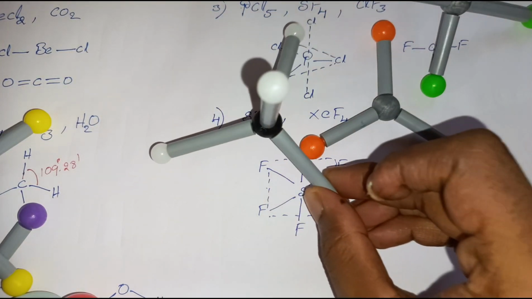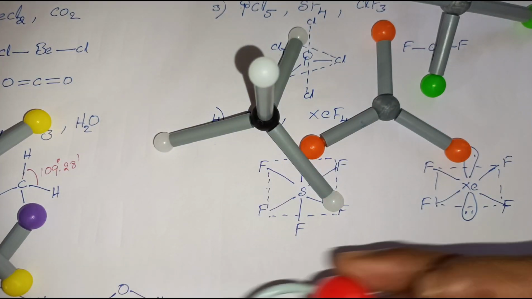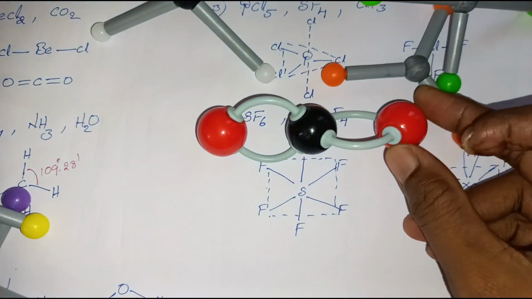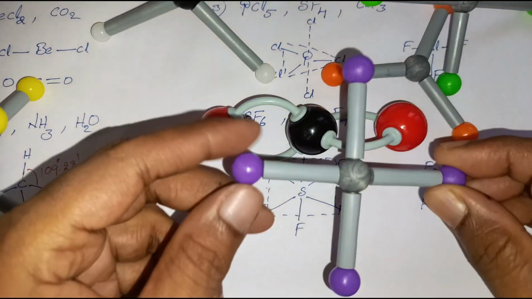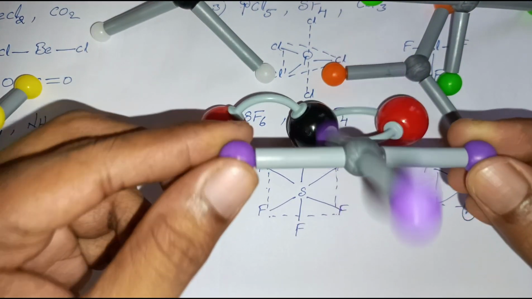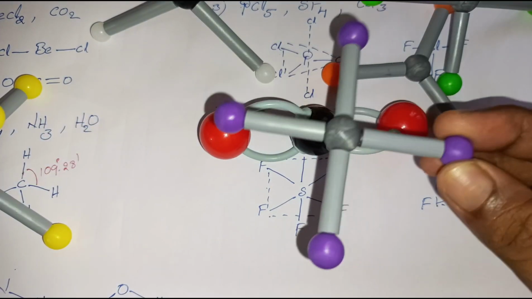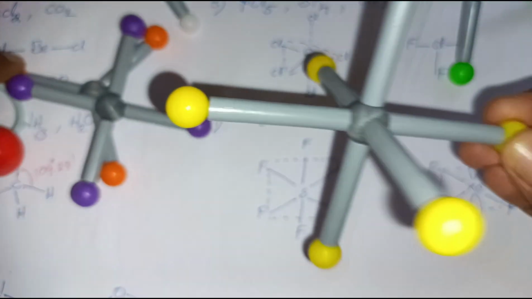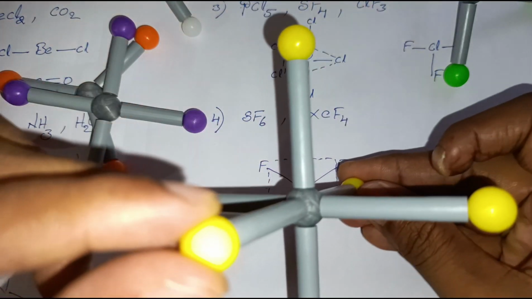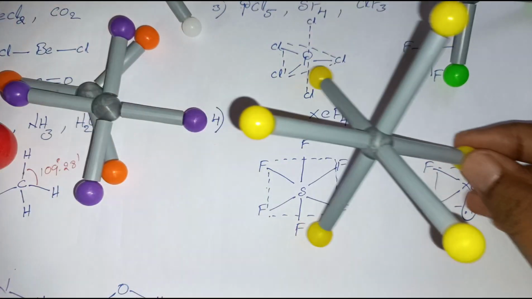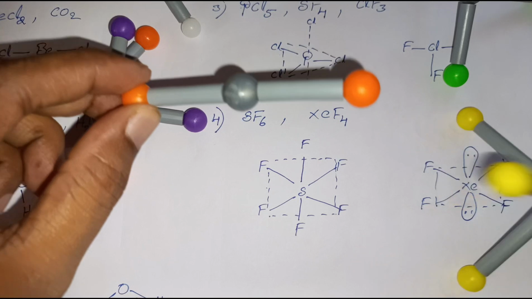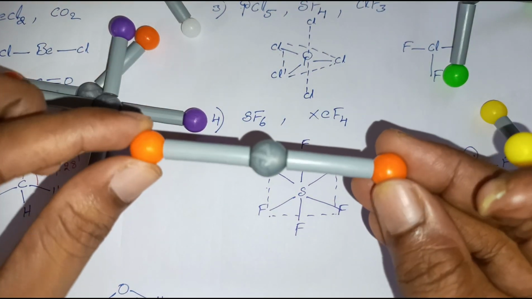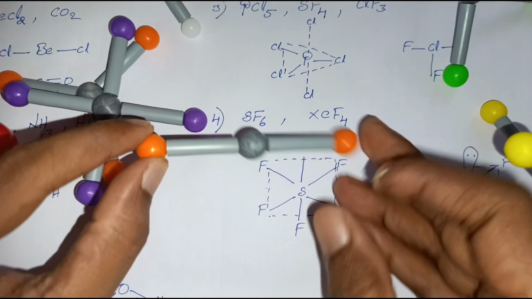This is trigonal planar. This is tetrahedral. What is the shape of carbon dioxide? Linear. And what is the shape of XeF4? Square planar. This is XeF4, students. This is the SF6 molecule, sulfur hexafluoride. What is this? This one is BeCl2 or CO2, a linear arrangement.